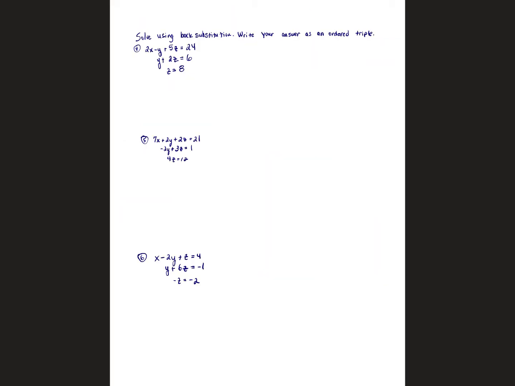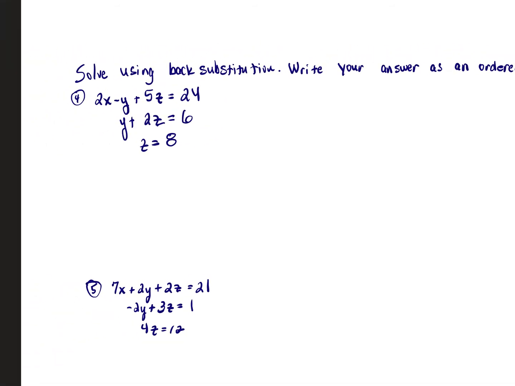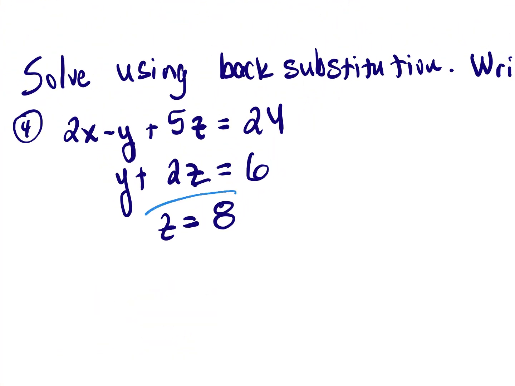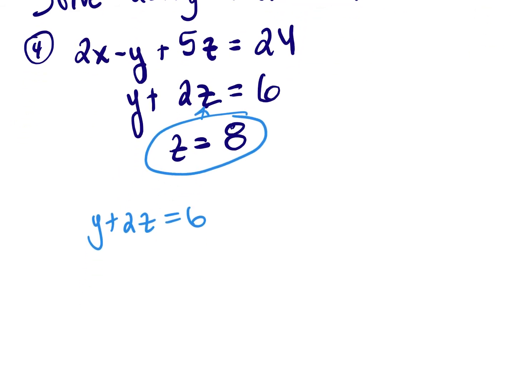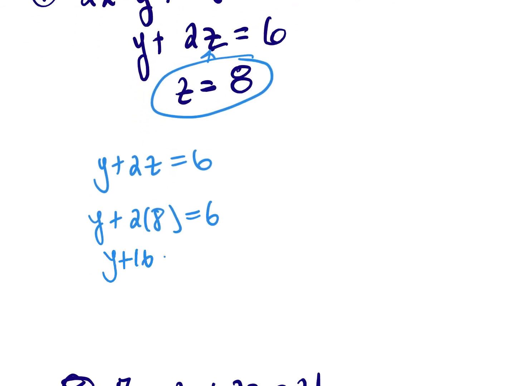All right, now again, I'm skipping to the solving at the end. I don't know if you guys saw that or not, but I'm skipping to the solving. So it says solve using back substitution. Write your answer as an ordered triple. That means x, comma, y, comma, z. So I know, guys, right off the bat, I don't have to do anything. I know that z equals what number? 8. So I'm going to say, okay, y plus 2z equals 6. Plug in 8. So y plus 2 times 8 equals 6. Y plus 16 equals 6. Subtract 16 from both sides, and y equals what? -10. Good.